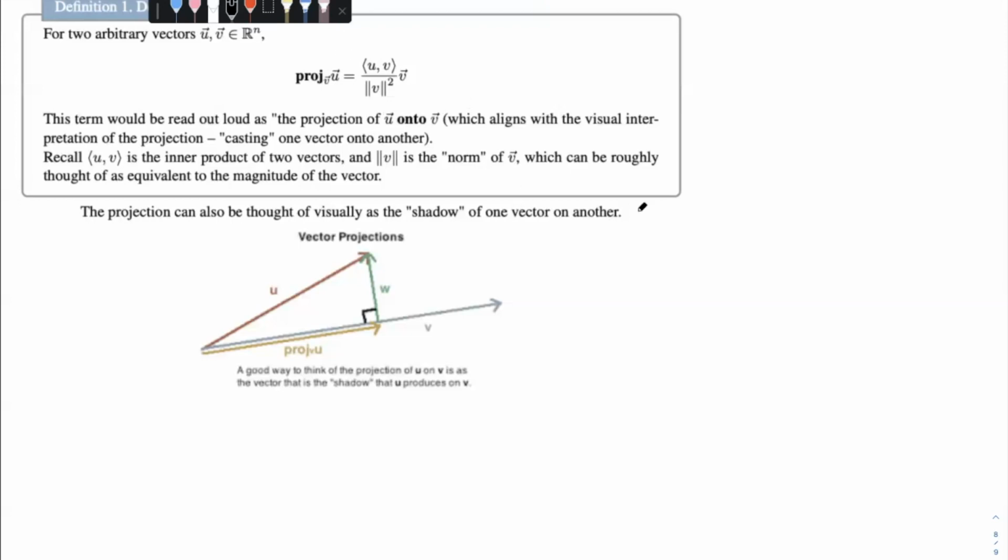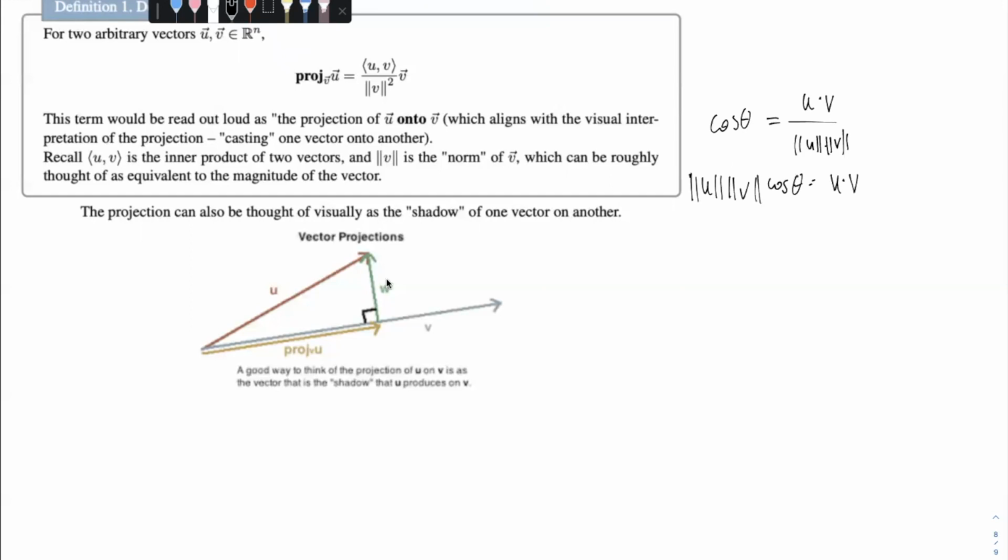So we should keep in mind that cosine theta is equal to the dot product of U and V over the norm of U times the norm of V. Or alternatively, you could also write it as the norm of U times the norm of V times cosine theta is equal to the dot product of U and V.